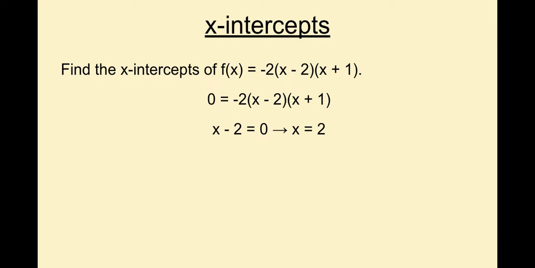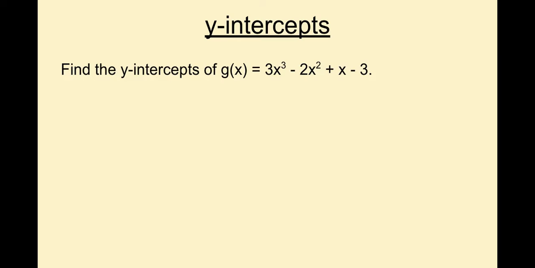So if I set x minus 2 equal to 0, then this whole thing will be 0 if x equals 2. You can plug in 2 and you'll see that's true. When x is 2, y is 0, that's the x-intercept, 2 comma 0. Now let's do x plus 1 equals 0. Subtract 1, x equals negative 1. Again, you can plug it in and show that it's true. When x is negative 1 and y is 0, negative 1 comma 0 is the other x-intercept. So we have two x-intercepts.